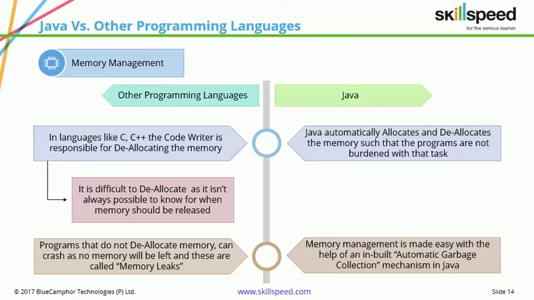Also, in other programming languages, we have memory leaks because we are not able to manage the deallocation of memory. There can be a crash because there is no memory left. This is called a memory leak. In short, programs that do not deallocate memory can crash as no memory will be left, and that is called a memory leak. It is highly unlikely or not possible in Java to have memory leaks, because memory management is very easily done using the automatic garbage collection mechanism. This feature is inbuilt in Java.